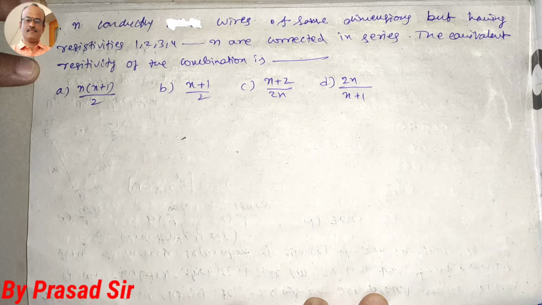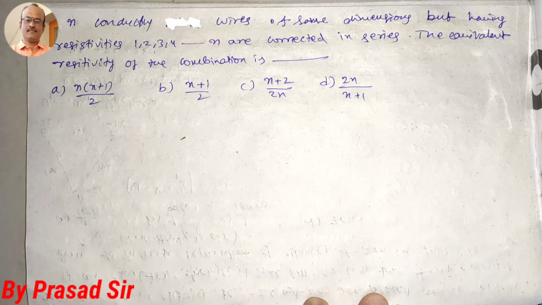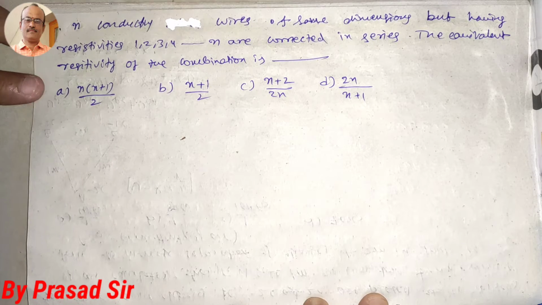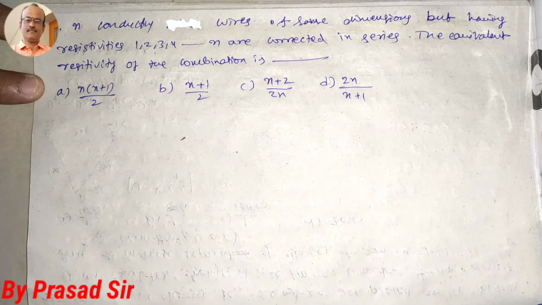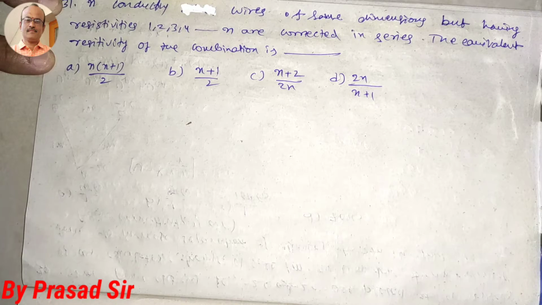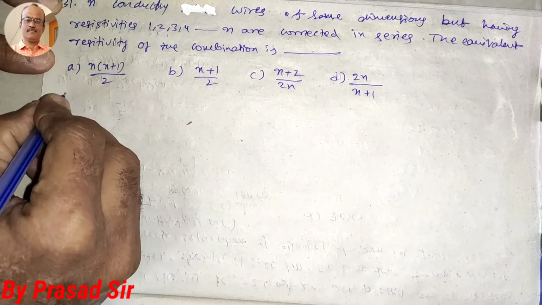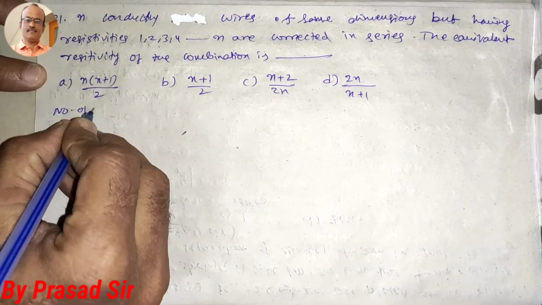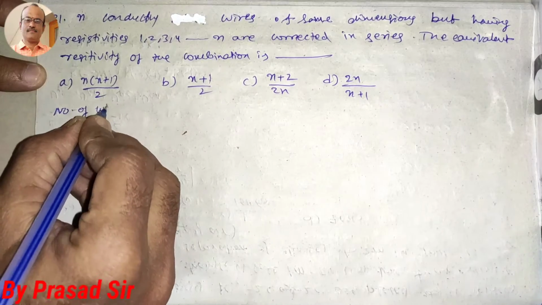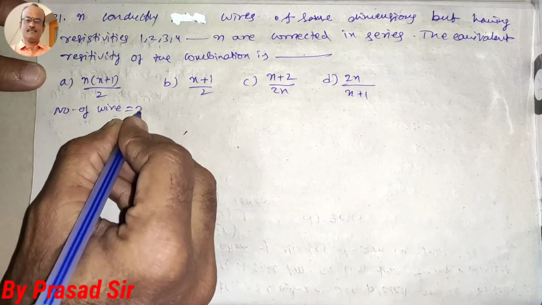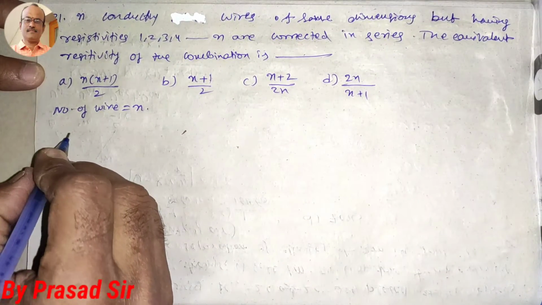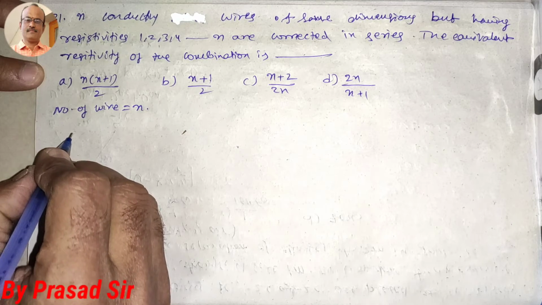The question number 31. N conducting wires of same dimensions but having resistivities 1, 2, 3, 4 up to so on N are connected in series. The equivalent resistivity of the combination is how much? So here, first of all, number of wires. Here number of wires is equal to N of same dimensions but having resistivities.